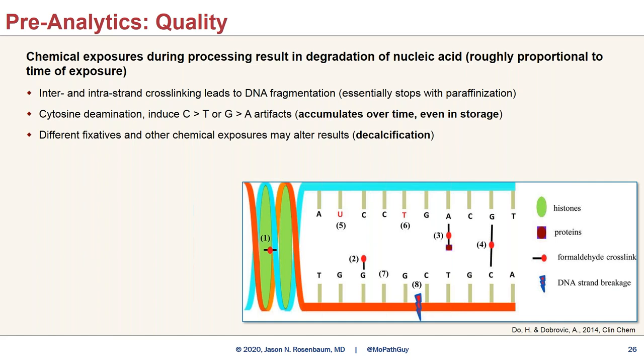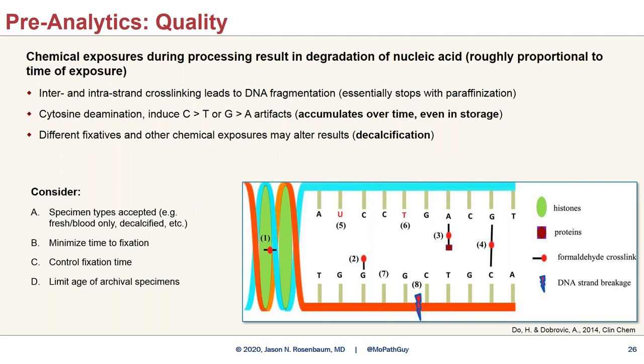Other chemical exposures can alter results as well. Decalcification comes up quite a bit for bony specimens or bony metastases. Acid decalcification ruins DNA. You will not get enough good DNA in order to do most massively parallel sequencing assays from an acid decalcified specimen, although there are some gentler agents that are available. So it's worth considering, if you're thinking about ordering an assay, or thinking about the results you got off of an assay, whether an appropriate specimen type was sent, or in some contexts, how old was the specimen that was sent.